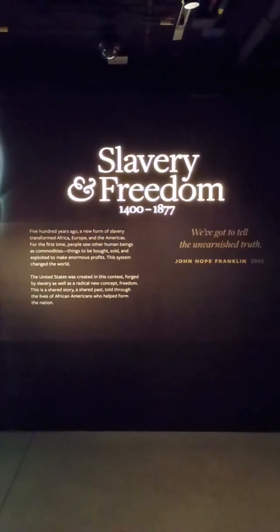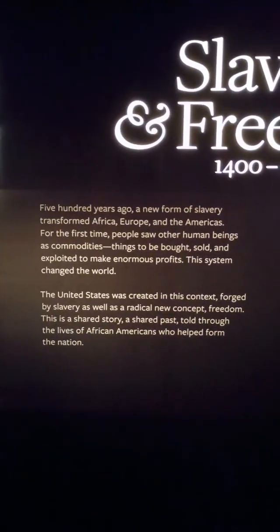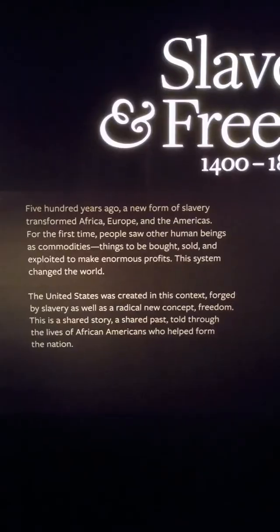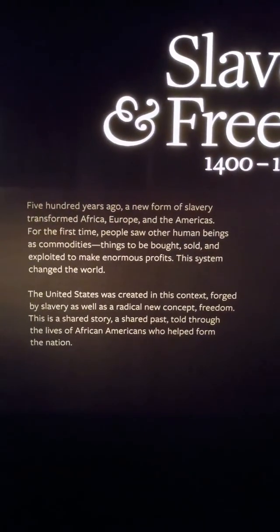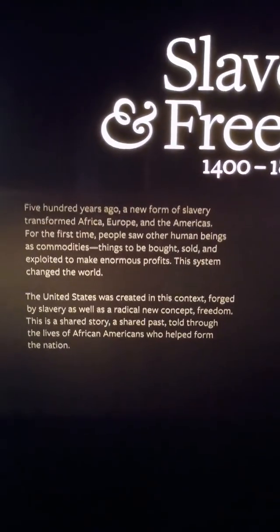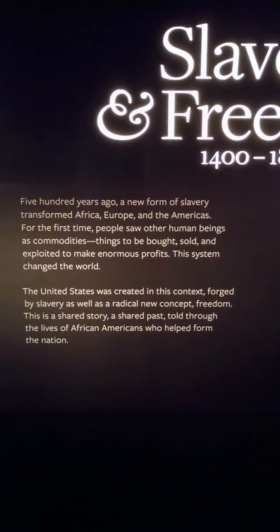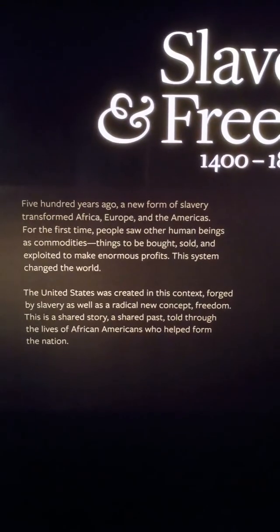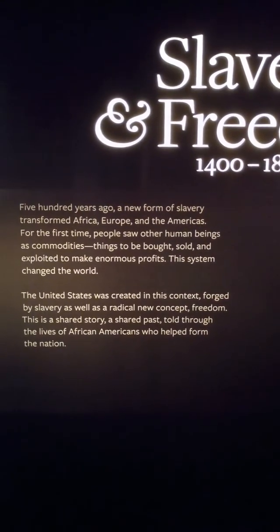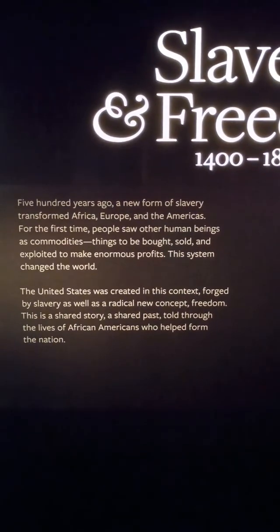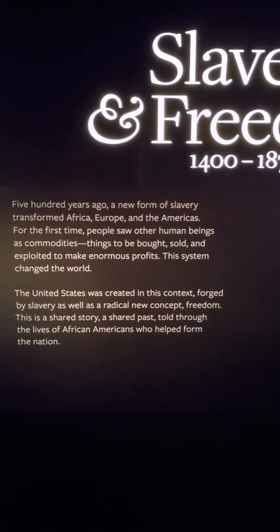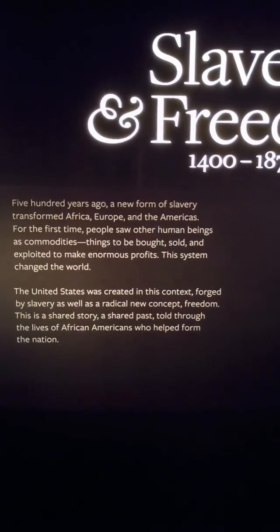Slavery and freedom. 1400 to 1876. I believe that's when slavery was technically abolished. Right here. 500 years ago, a new form of slavery transformed Africa, Europe, and the Americas. For the first time, people saw other human beings as commodities, things to be bought, sold, and exploited to make enormous profits. This system changed the world. The United States was created in this context, forged by slavery as well as the radical new concept of freedom. This is a shared story, a shared past told through the lives of African Americans who helped form the nation.